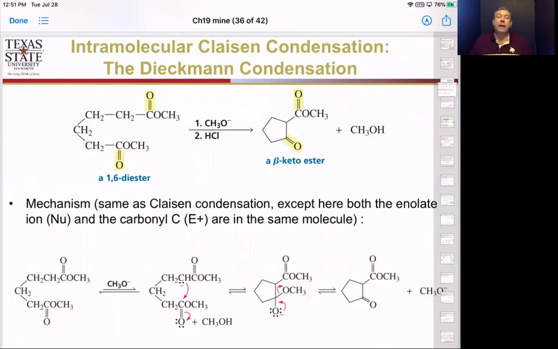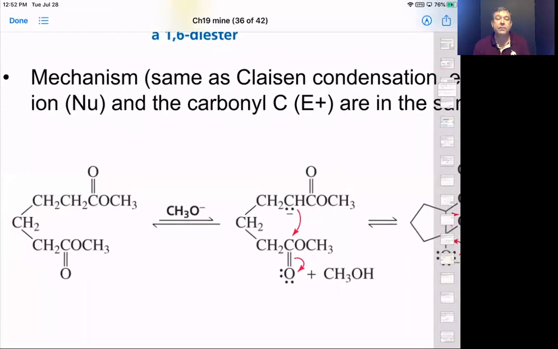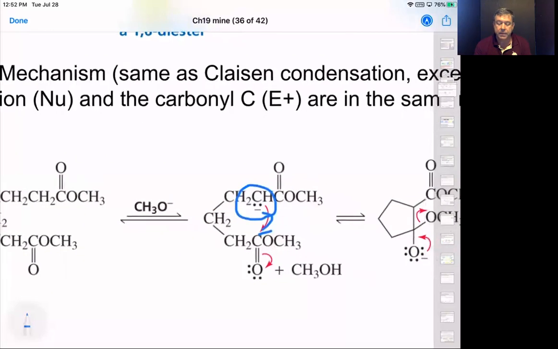Okay, so the mechanism is exactly the same as before. We have to have alpha hydrogens that are available to us. And once we form the enolate on one side of the compound, it's going to attack the carbonyl on the other side to generate the ring. So let's look at the mechanism for this. Again, the first step is forming our enolate. And unlike the previous example where that had to wander around the solution to find a carbonyl compound, it can just swing over to this side and generate that tetrahedral intermediate.